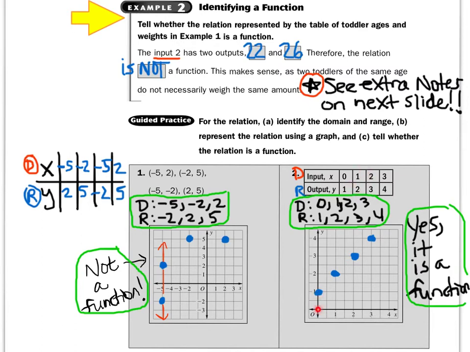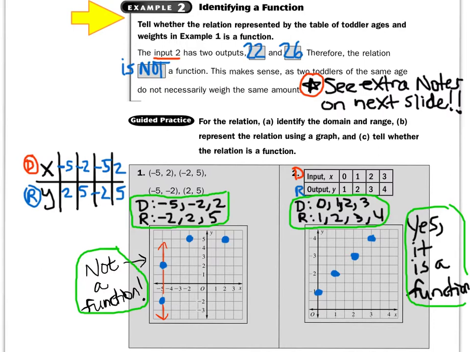(1, 2), I'm going to start at the origin. I went to the right 1 and up 2 and put a dot. (2, 3), started at the origin, went to the right 2 and up 3 and put a dot. And then the last point, (3, 4), I started at the origin, I went to the right 3 and up 4 and put a dot. Okay, now to write the domain, look at all the X values and put them in order from least to greatest. They're already in order and nothing repeats, so I just put 0, 1, 2, 3. For the range, that's all the Y values, just put them in order, 1, 2, 3, 4.